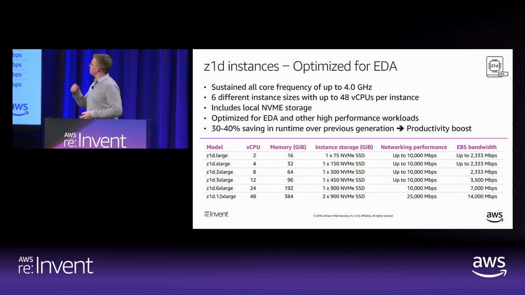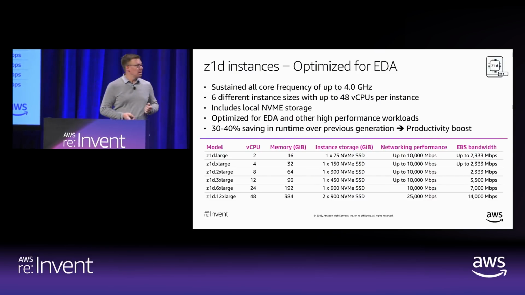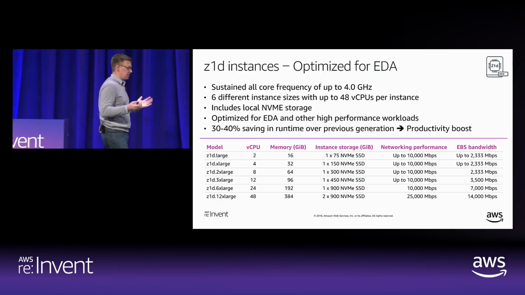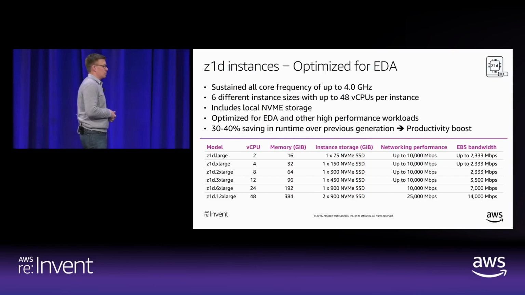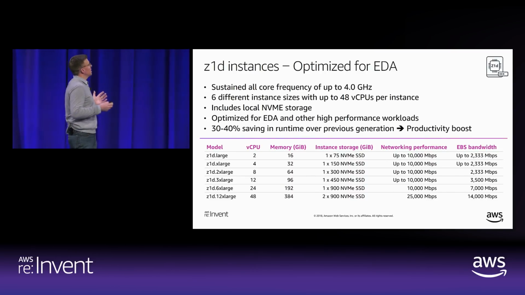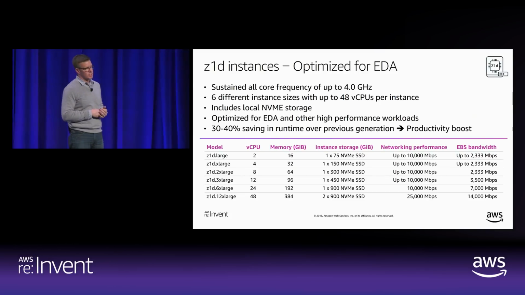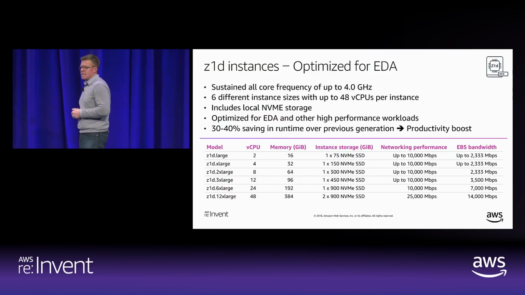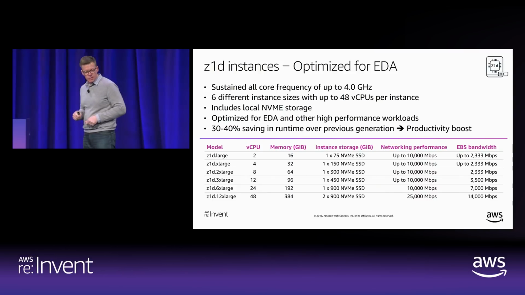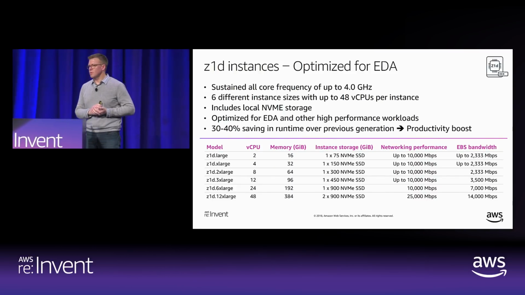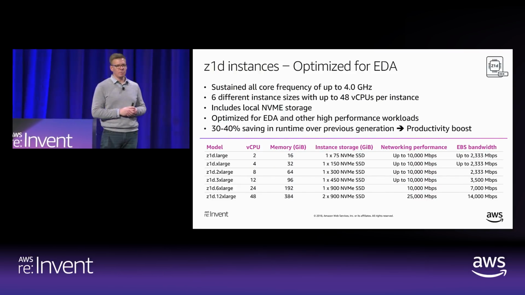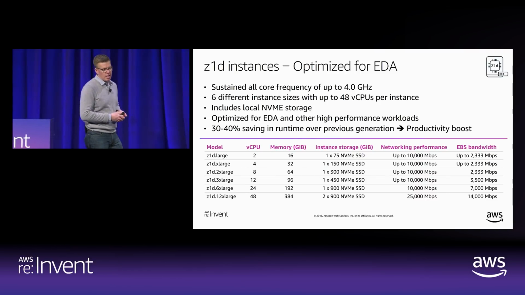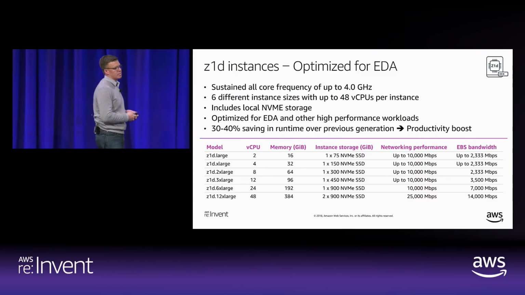Okay, so let's touch more on Z1D because they're so important to the EDA development. These are custom cores for us, for AWS, with sustained all-core frequency up to 4 gigahertz. There are 6 different sizes, up to 48 vCPUs, and they include local NVMe storage. Like I said, we work directly with the team to optimize the memory to vCPU ratio, and we see about a 30 to 40% improvement.